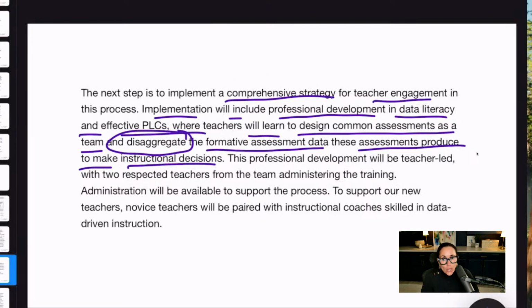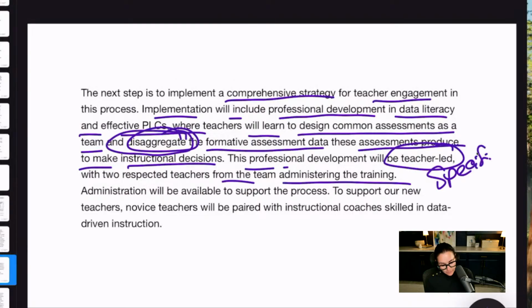Notice that I used all the good words when it comes to data analysis. I've got comprehensive strategy, data literacy, common assessments. Those are those shared assessments, shared goals, and the term disaggregate the data. And we're training teachers to do this. This professional development will be teacher-led, another good word, with 2 respected teachers from the team administering the training. Notice I got real specific there. That's good. Specificity, showing the reader, not telling the reader, is going to help you here.